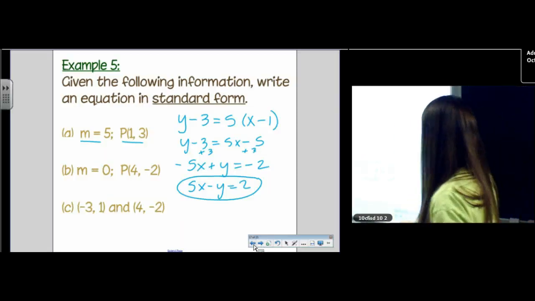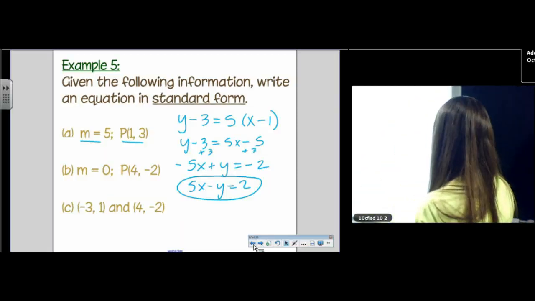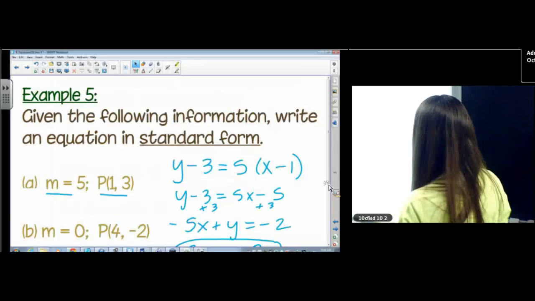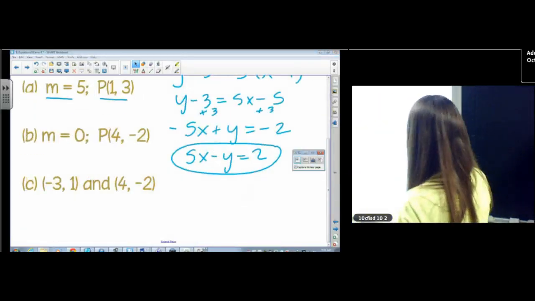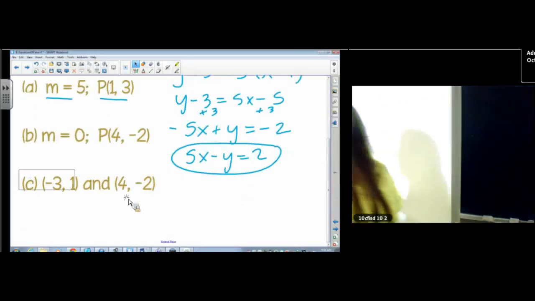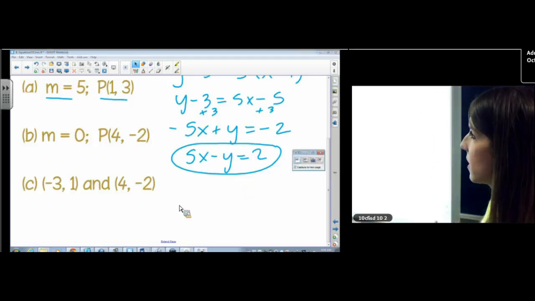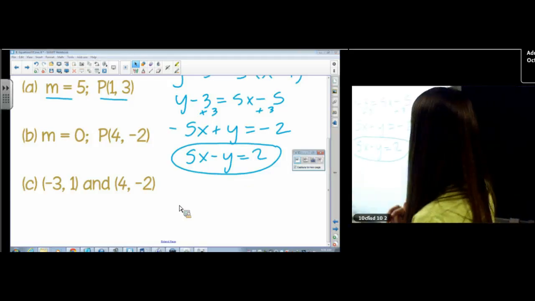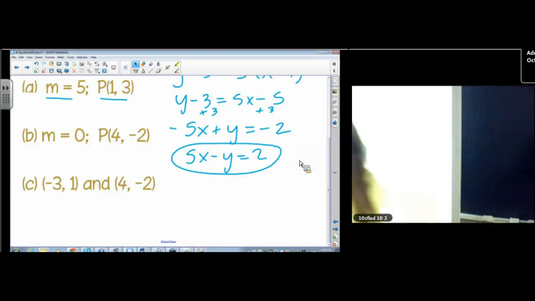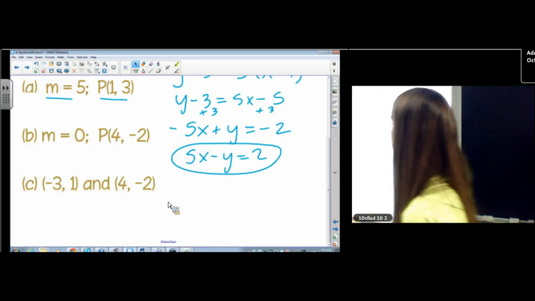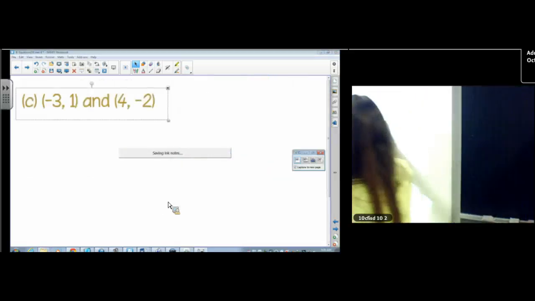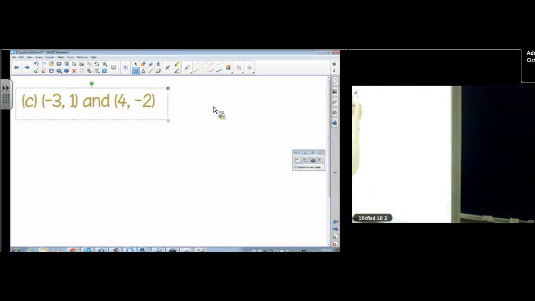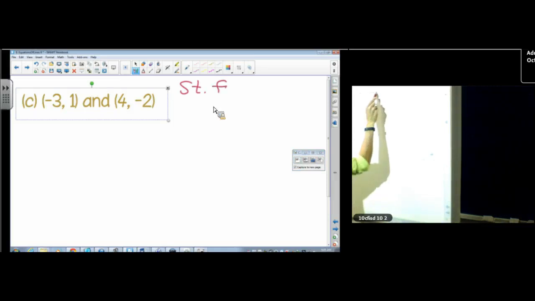Let's do C, and then we're going to be done. We're going to write this in standard form, and this is going to take a little bit of work, so I'm going to start on a new page. So stay strong. This is our last one, and then make sure you do your homework over the weekend. Did it capture it? Okay. So write the equation for this line in standard form.